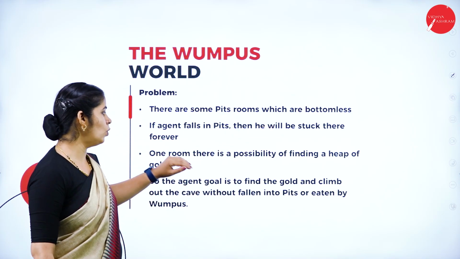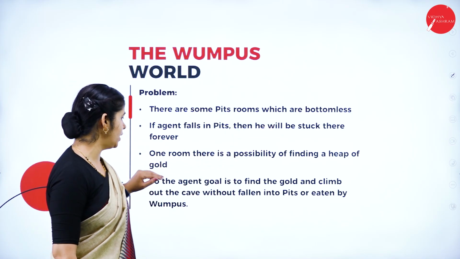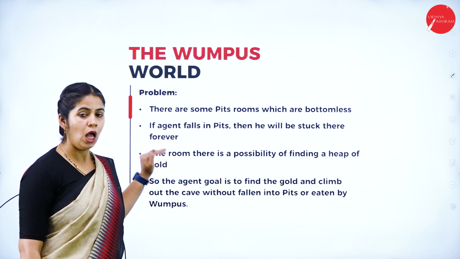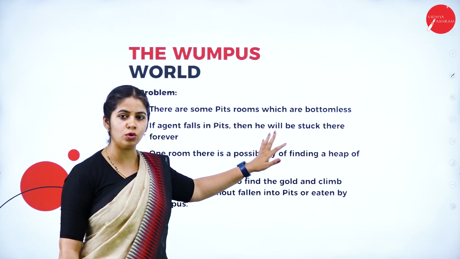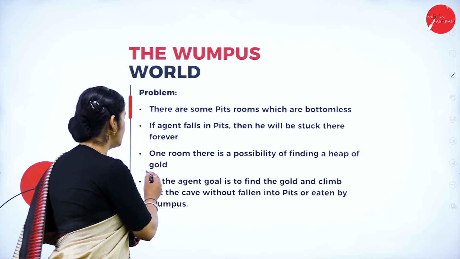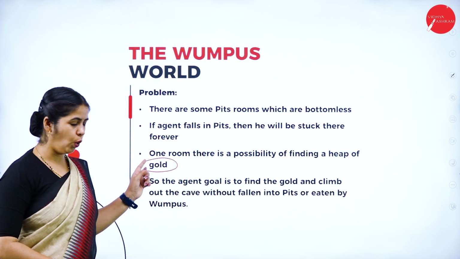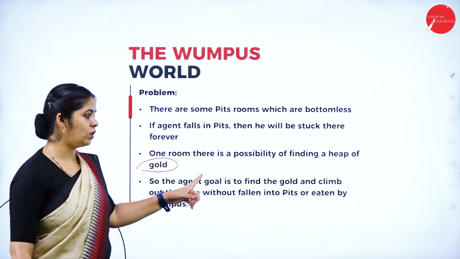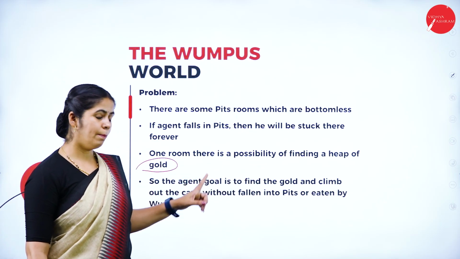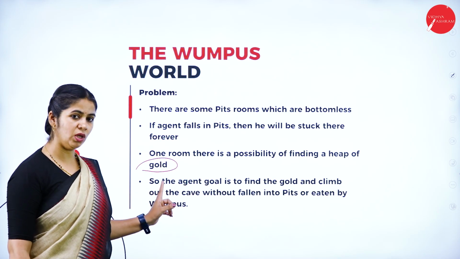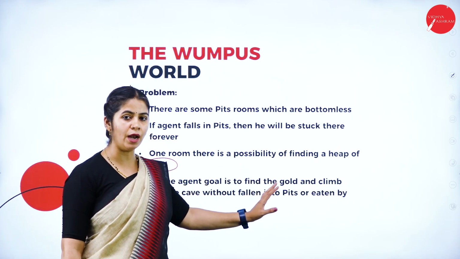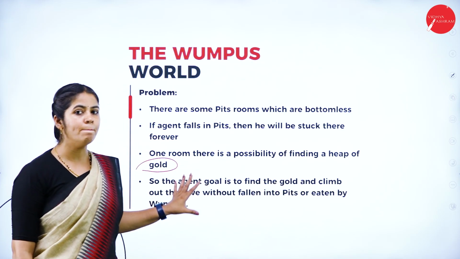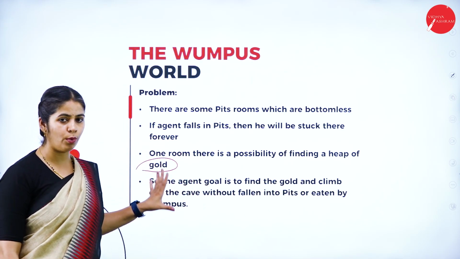And one room has the possibility of containing a heap of gold. Why does the knowledge base agent have to travel through those rooms? Because he has to find the heap of gold. So the agent's goal is to find the gold and climb back out of the cave without being eaten by the Wumpus and without falling into a pit. This is the problem. Hope you understood.